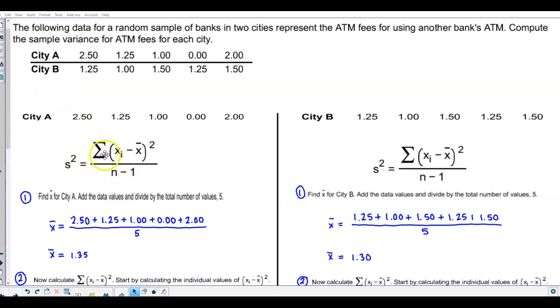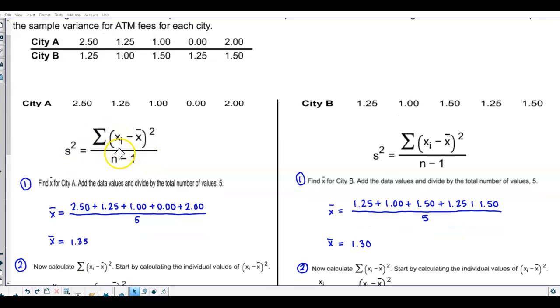Now, in the sample variance formula, we have to take the sum of the data value minus the sample mean, square it, and then divide it by n minus 1. So because we're looking for the variance, we need to find the sample mean.